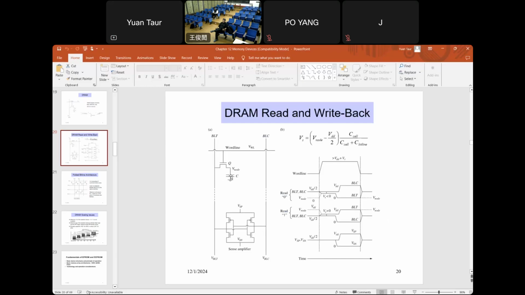In fact, even if you don't read, if this junction is reverse biased, and so you have a positive charge, over time the leakage current will eventually discharge the capacitor to ground over a long time. So that's why it's called dynamic. So even if you don't need the information, you still have to read it out. And if it's stored 1, then you write it back. Okay, so this shows how it works.